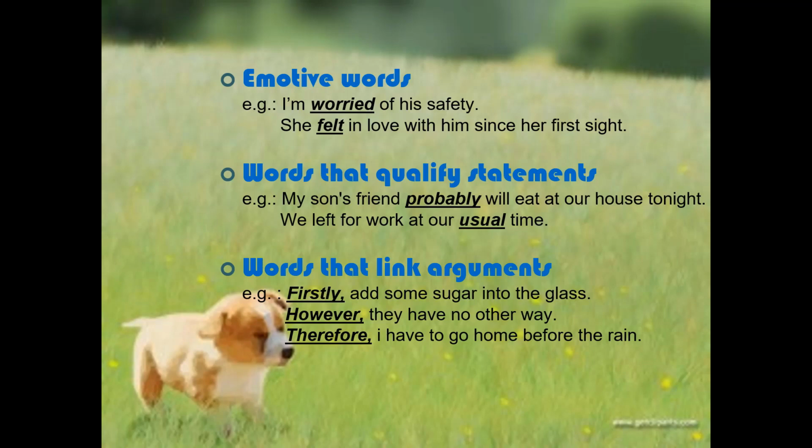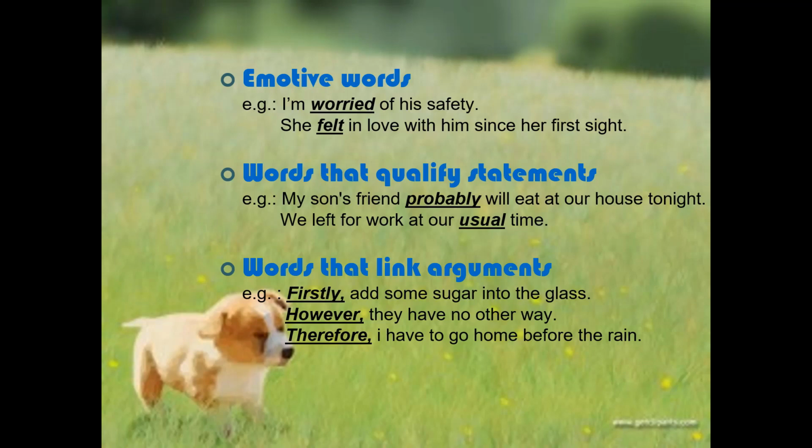Next, words that qualify statements. My son's friend probably will eat at our house tonight. We left for work at our usual time. So, probably and usual are words that qualify statements.